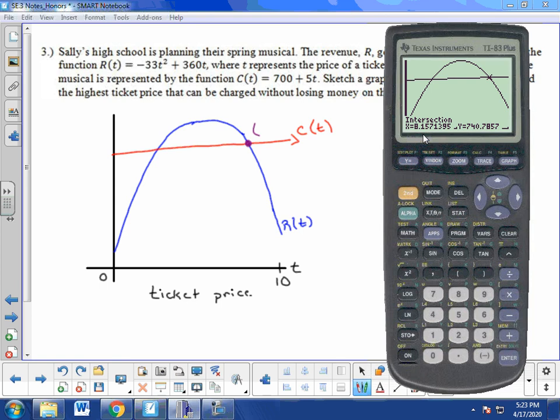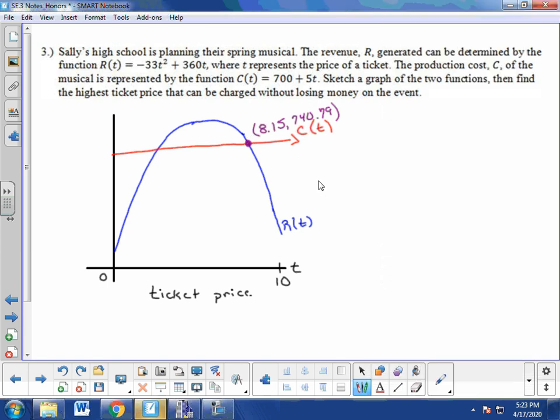Now, the important thing here is to understand where we're rounding. If I round this number up, I'm moving slightly to the right of that intersection, so I'm actually losing money. So I need to make sure I round this number down to the nearest cent, 8.15. And then y would be 740 point, if we're moving this rounding to the left, rounding to the left would be slightly over here. So 740.79. That number, the y value, would round up.